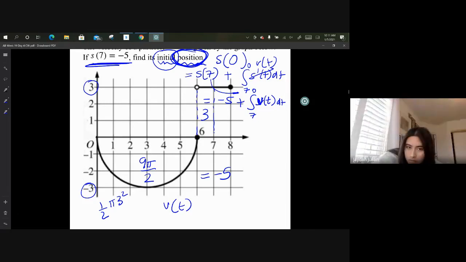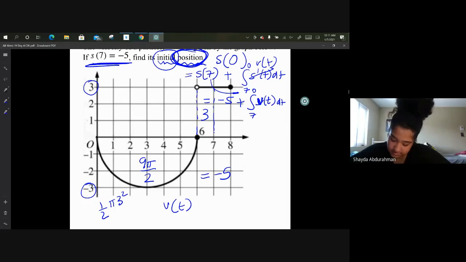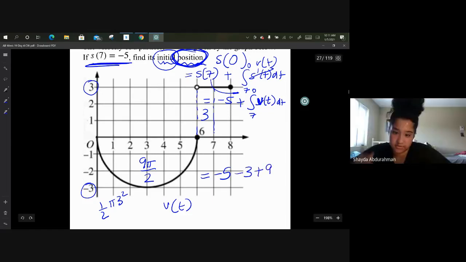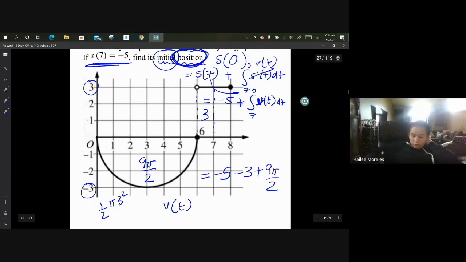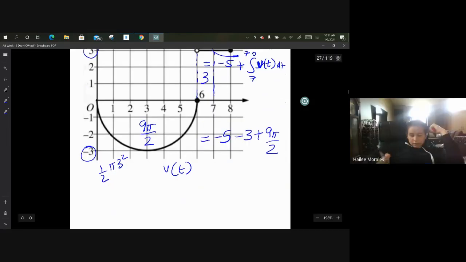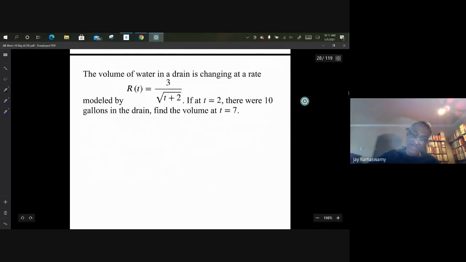So smart kids, what should I really write? Minus 3 plus 9 pi. Please be attentive to the order. Exactly, and that's how easy that was. Can you see I tied up a first semester concept with a second semester concept with the net change corollary? Okay, to another problem. Write down page 28, please.